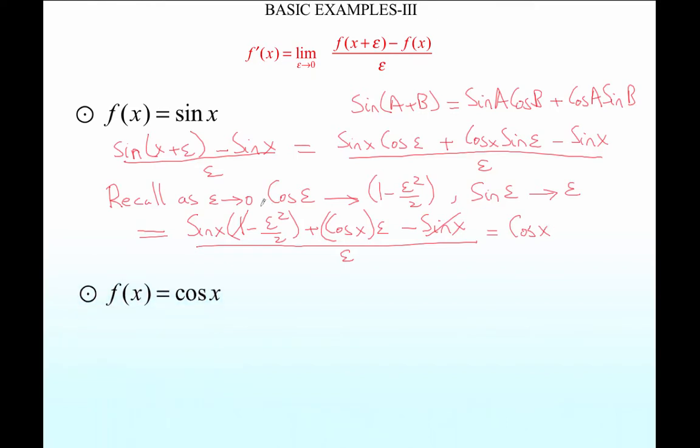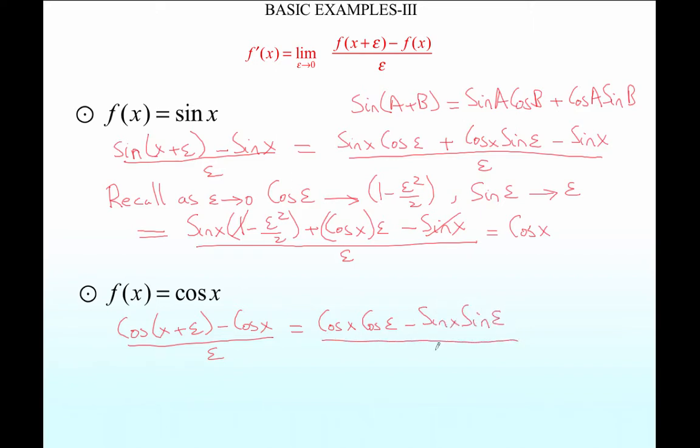What about cosine of x? Well, we'll do this very similarly. Here we need cosine of x plus epsilon minus cosine of x divided by epsilon. And again, we can use cosine of a plus b. You know what that identity is. I will just write it out over here. Cosine x, cosine epsilon minus sine x, sine epsilon divided by epsilon. And we've got to subtract off, of course, the cosine x, the one that's over here.